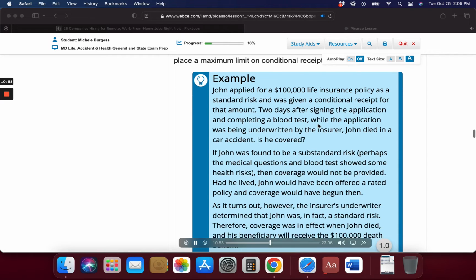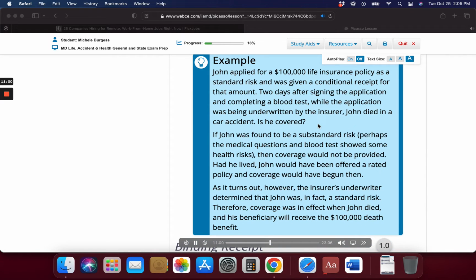Example: John applied for a $100,000 life insurance policy as a standard risk and was given a conditional receipt for that amount. 2 days after signing the application and completing a blood test, while the application was being underwritten by the insurer, John died in a car accident. Is he covered? If John was found to be a substandard risk, perhaps the medical questions and blood test showed some health risks, then coverage would not be provided. Had he lived, John would have been offered a rated policy and coverage would have begun then.